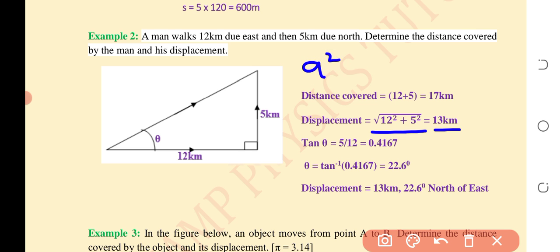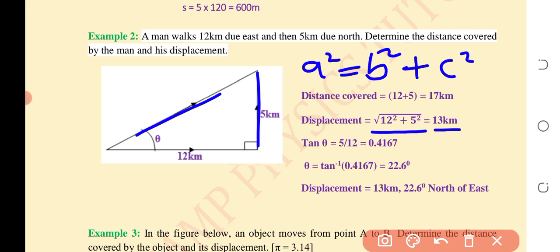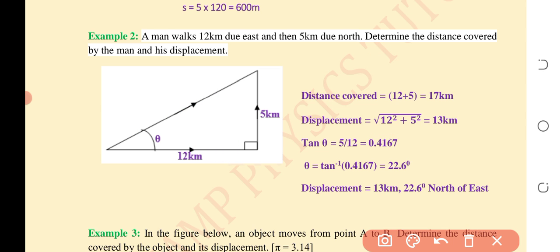Hypotenuse squared equals opposite squared plus adjacent squared. This one represents the hypotenuse, this is our opposite, while this is our adjacent in that case. Okay, our displacement is 13 kilometers. But remember, displacement is change in position in a specified direction. So we also need to calculate the direction.